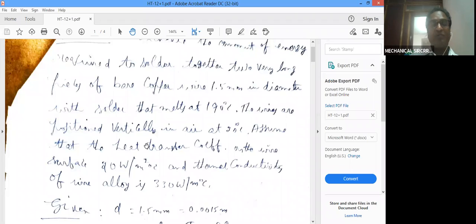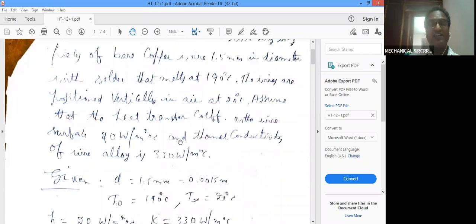You assume that the heat transfer coefficient on the wire surface, h, is equal to 20 watts per meter square Kelvin, and the thermal conductivity of the copper wire, k, is 330 watts per meter Kelvin or degrees centigrade.